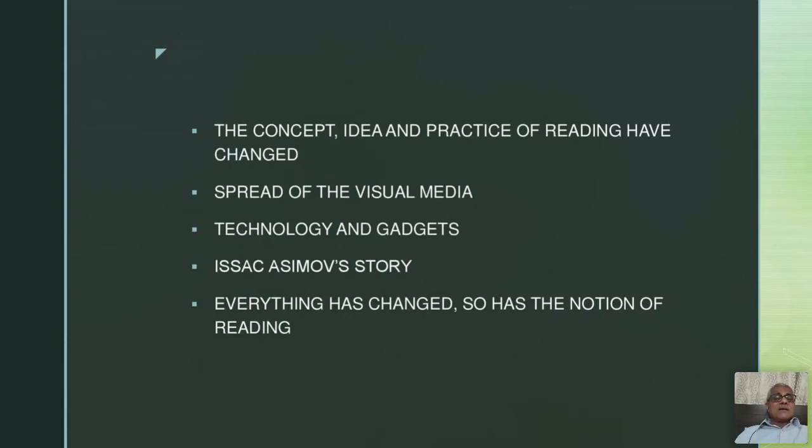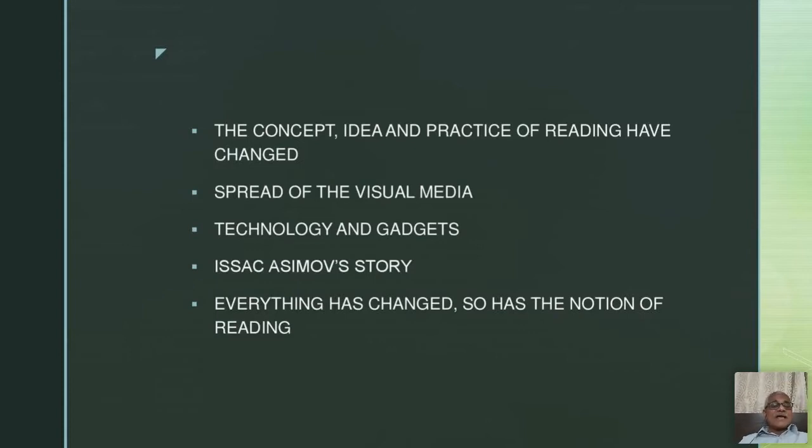30 years back, what you could read was limited to printed books. If you needed to read something, you needed to take a printed book or a magazine or a periodical, as I call it, or the newspaper. So the printing medium was the main operational area for reading. Without that, you couldn't read.